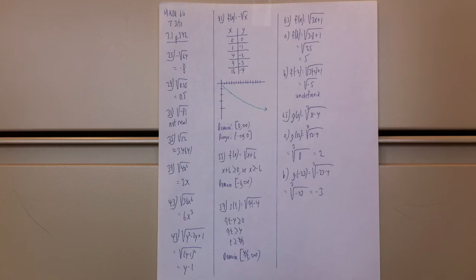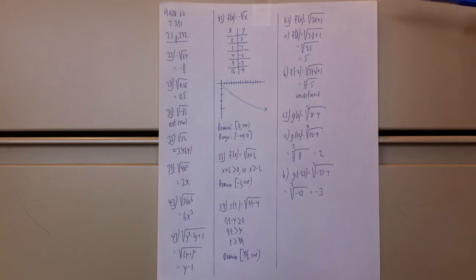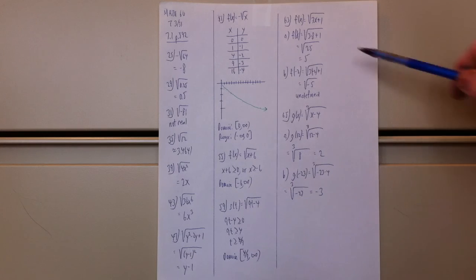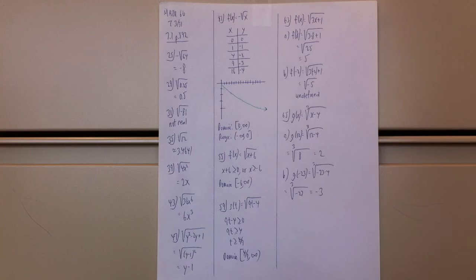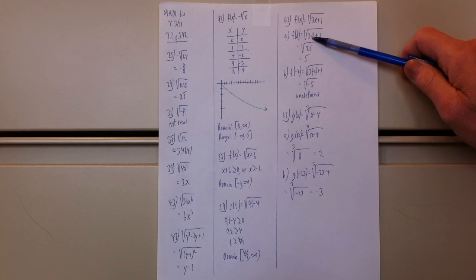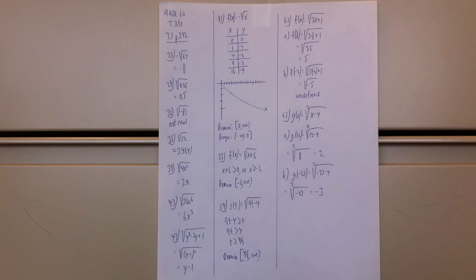63 and 65, they just ask you to plug in certain numbers. So your given function f of x is the square root of 3x plus 1. So f of 8, I just plug in 8. So plug in 8, 3 times 8 plus 1. 3 times 8 is 24. 24 plus 1 is 25. So I'm taking the square root of 25, and that comes out to be 5.